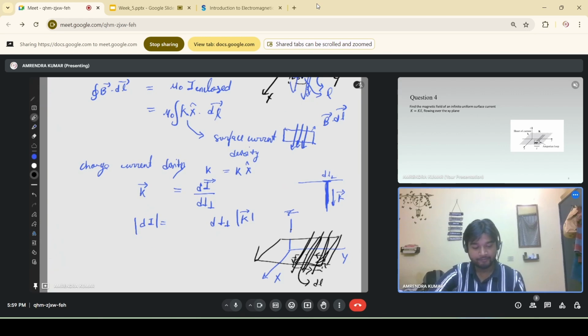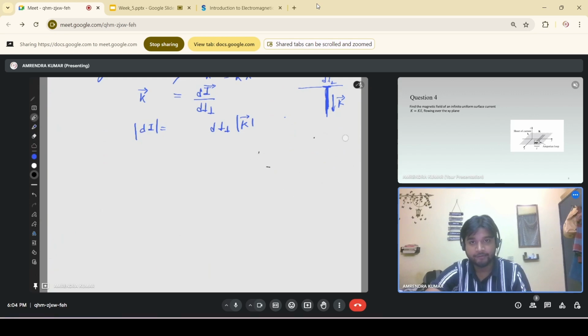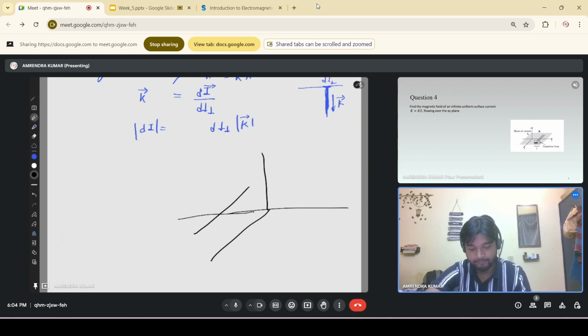this is just parallel. If you want to calculate the magnetic field, first you plot it like this, then plot a plane like this. Now if you calculate some element from this, this is the dl element in the plane, then what will happen? This is the current direction in this direction. The current direction is also in this direction. Then what will happen?